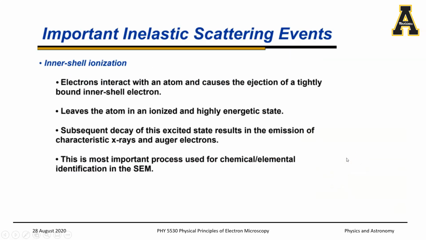Okay. Then you have what is called the inner shell ionization. In this case, the electron interacts with an atom and causes the ejection of the tightly bound inner shell electron, right? And when the atom loses an electron, it is ionized, and it's in a high energy state, which is not ideal. So what happens is you have an electron from an outer shell that moves to the inner shell, and because all of this is quantized, there is a signature X-ray that is emitted, right? So let's try to understand that in this image here.